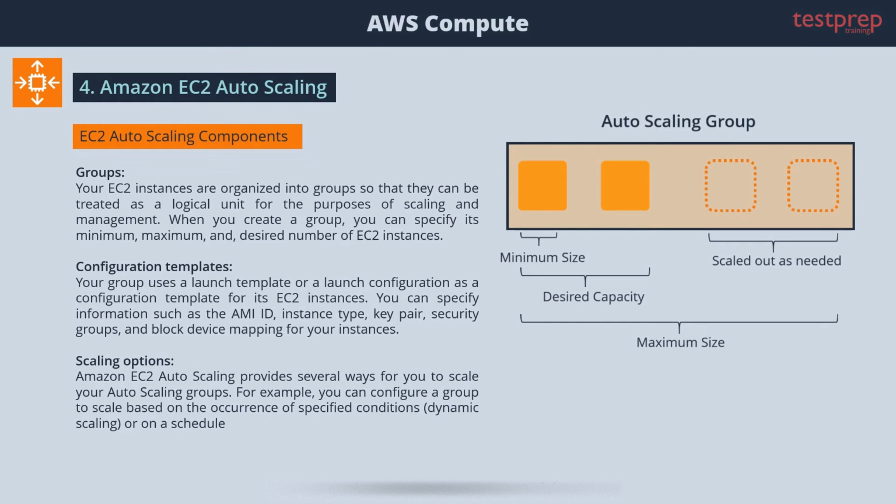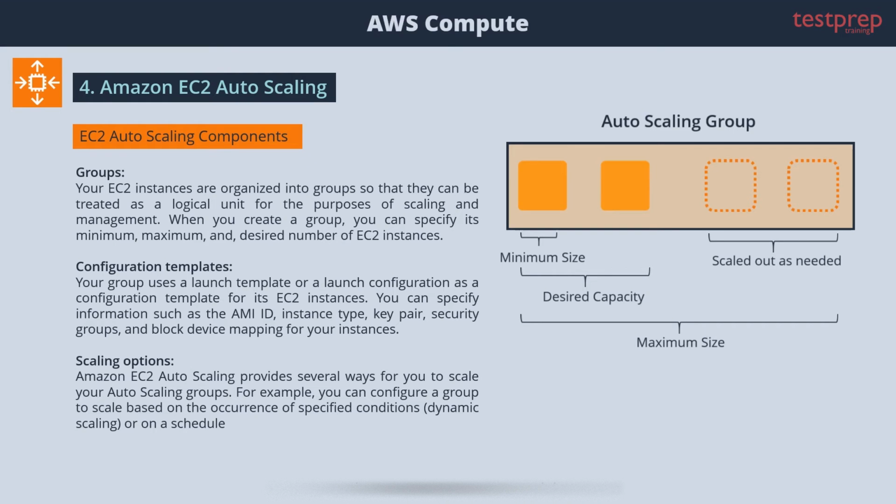Auto scaling components. The following are the key components of auto scaling. 1. Groups. Your EC2 instances are organized into groups so that they can be treated as a logical unit for the purposes of scaling and management. When you create a group, you can specify its minimum, maximum, and desired number of EC2 instances.